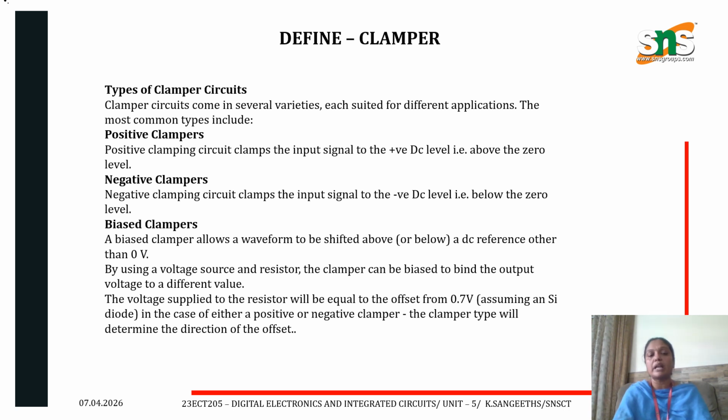In positive clamper circuit, the input signal is shifted to the positive level, that is DC level is above the zero level, and in negative clamper circuit, the input is shifted to the negative level, that is below the zero level. And biased clampers, a biased clamper allows the waveform to be shifted above or below a DC reference, that is, here in biased clampers we use reference voltage level.